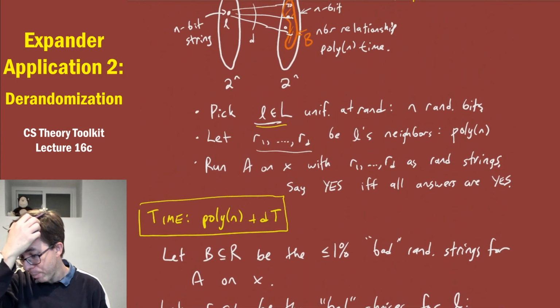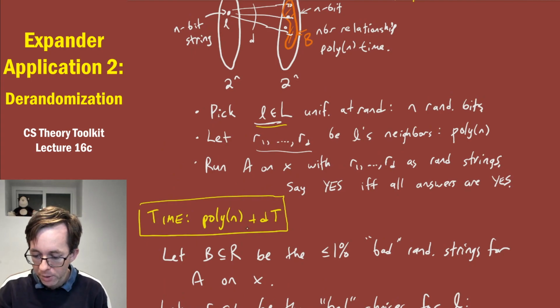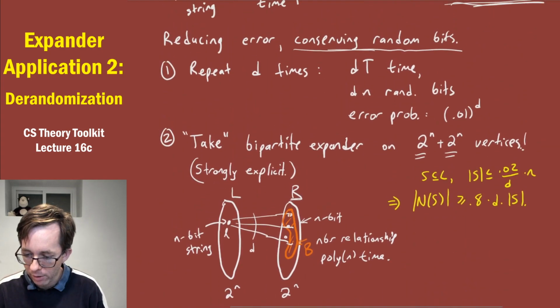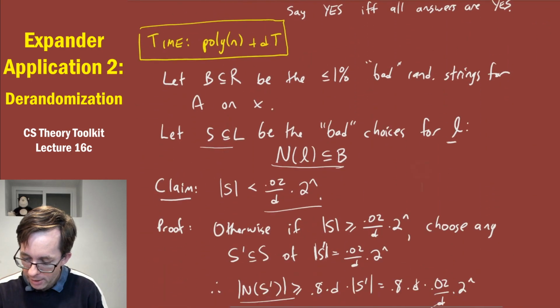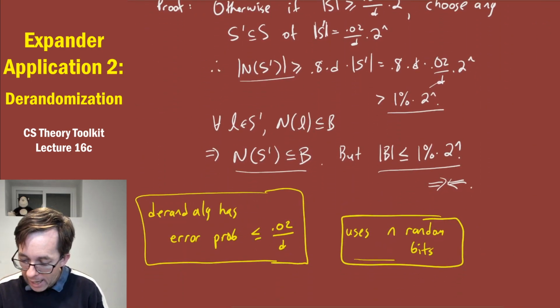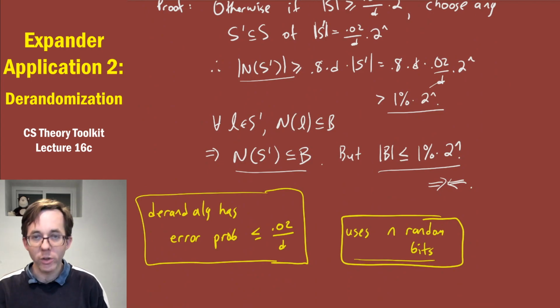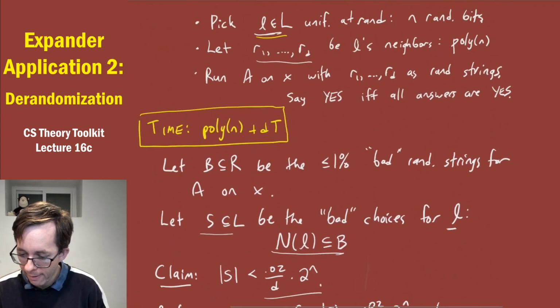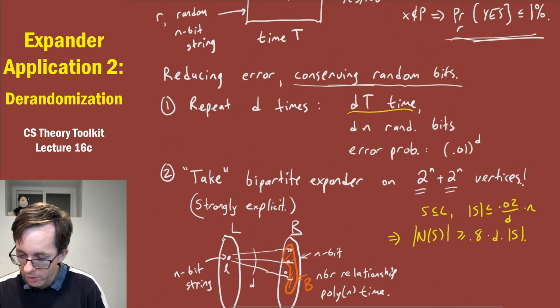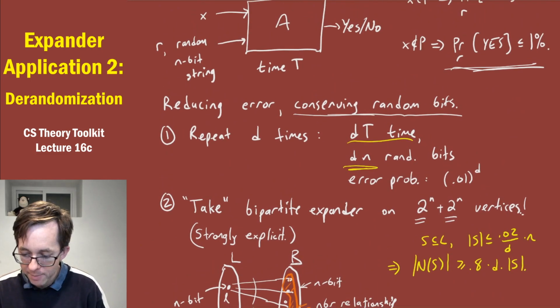Okay, so let's compare it. What we have is polynomial in n, which is fine to assume, plus D times t time. So it's roughly the same as the naive algorithm that just repeated D times. And we use only n random bits. So this is why I think it's like a magic trick. We didn't use any more random bits than just a single run of the algorithm needs, which is kind of amazing. Compared with the naive algorithm, which uses D times n random bits.